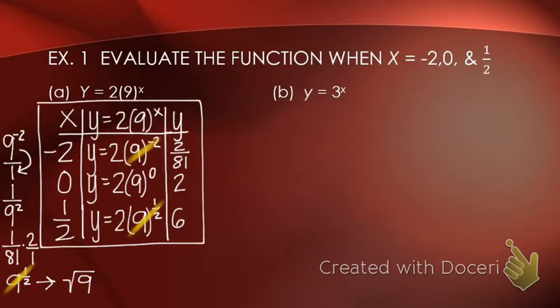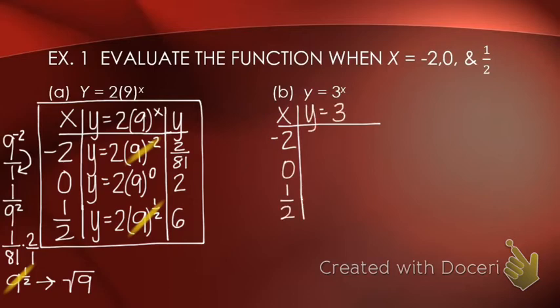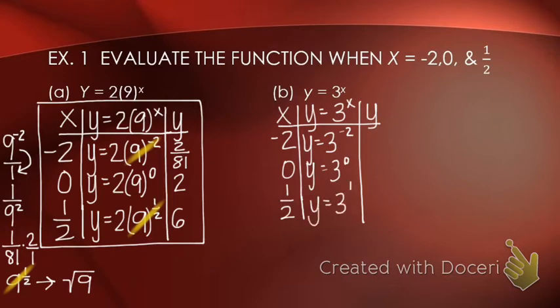Now for letter B, let's go ahead and create, once again, our chart. What are our x values again? Same x values, -2, 0, and 1/2. And this time our function is y equals 3 to the power of x. And of course our last column will be our y column. So y equals 3 to the power of -2, y equals 3 to the power of 0, and y equals 3 to the power of 1/2.